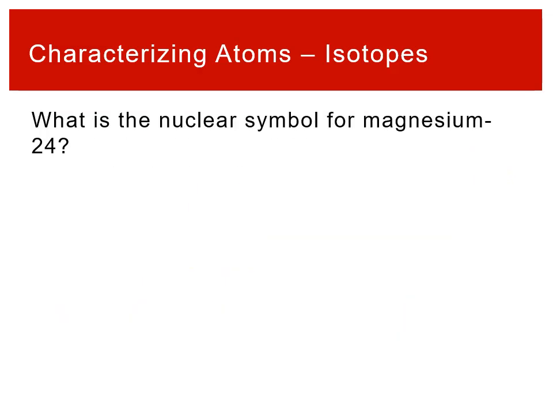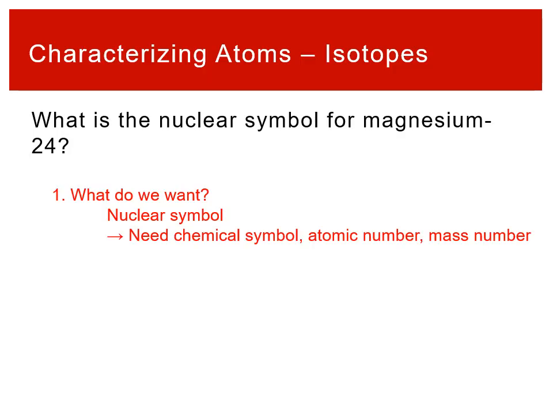All right, let's look at some examples now, because we want to work through this kind of isotope information. So what is the nuclear symbol for magnesium-24? I just want to start with: what do we want? I'm looking for a nuclear symbol. Now this is where we can read the problem and identify that it's a nuclear symbol, but it's on you to know what that implies. There are 3 parts to a nuclear symbol. We're going to need the chemical symbol, the atomic number, and the mass number.